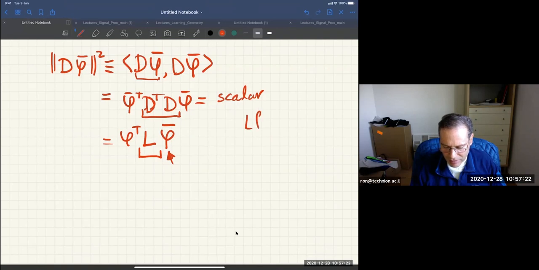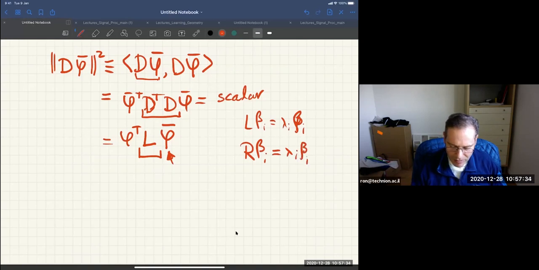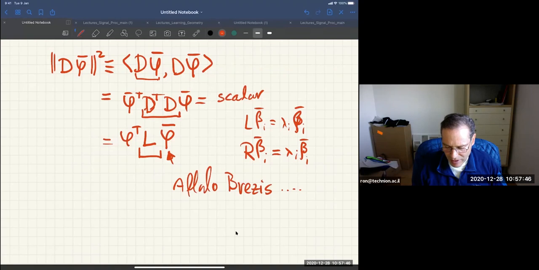diagonalizing the Laplacian and diagonalizing the autocorrelation matrix, then please go to the paper by Aflalo, Brafman, Chaim Brafman. Everything there is done for the discrete case. And there is Brookstein, and there is Sochen, and there is also myself.